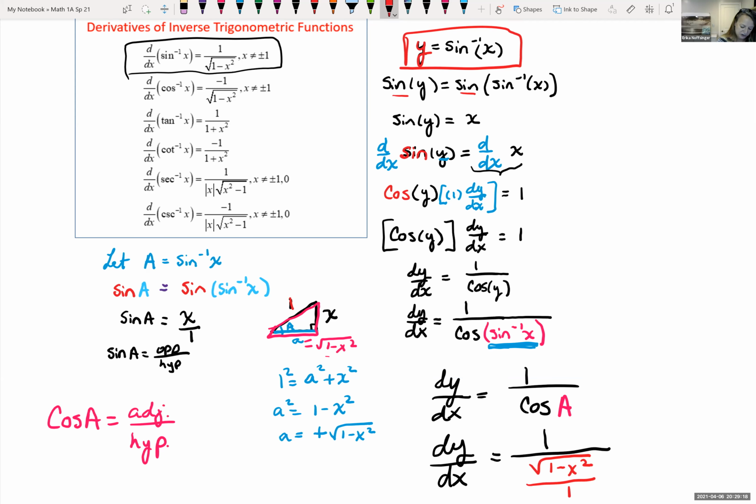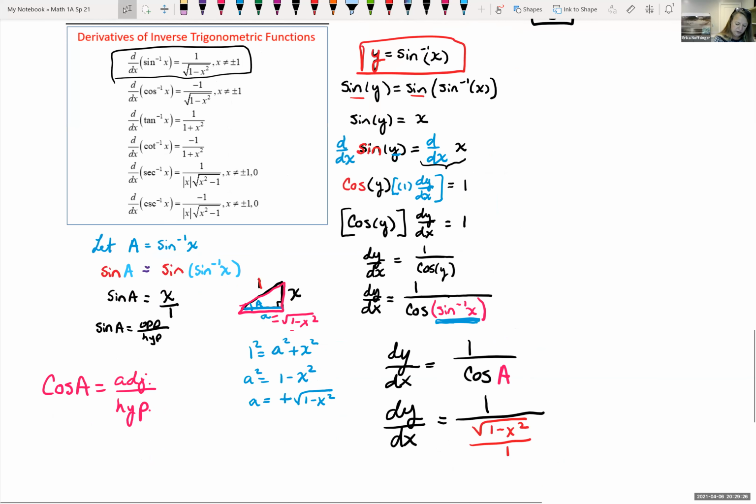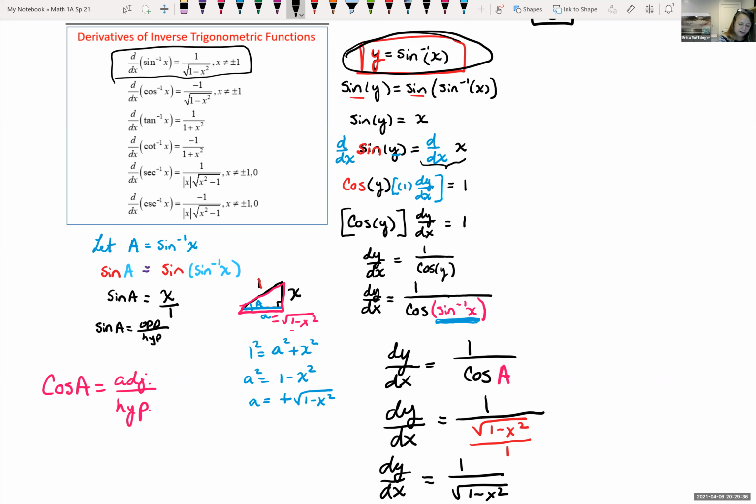So we just showed that the derivative is 1 over the square root of 1 minus x squared. So if y is sine inverse of x, the derivative of y is 1 over the square root of 1 minus x squared.